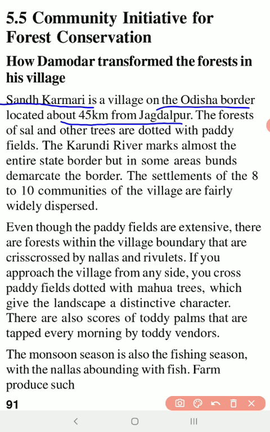So Jagdalpur, you know, it's a district, and in that district we find Sant Karmari, a village. So the forest of sal. So here we have a forest of sal, and other trees, dotted with paddy fields. What's the meaning of dotted with paddy fields? In the forest there are so many paddy fields.